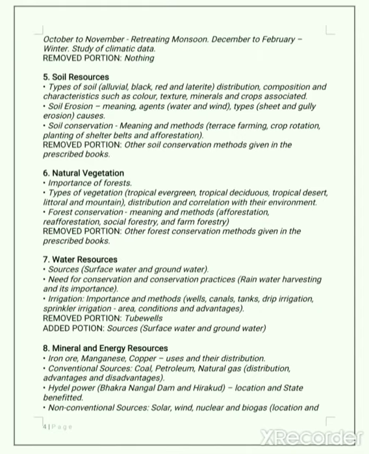You should know the distribution, composition and characteristic features such as color, texture, minerals and crops associated with these 4 types of soils. Okay. Next, you are also supposed to know the meaning of soil erosion, the 2 agents of soil erosion, water and wind, and you should also know the types of soil erosion.